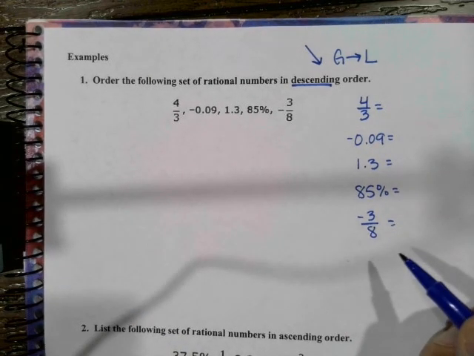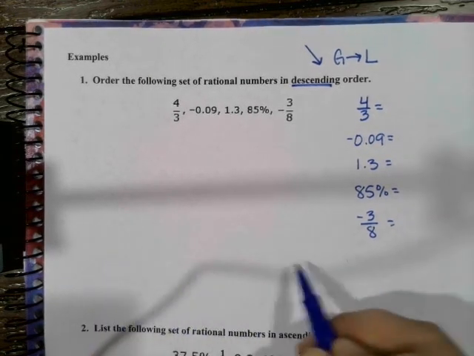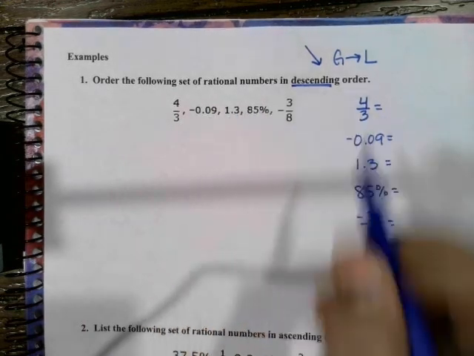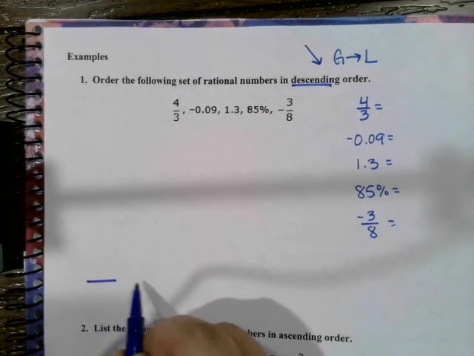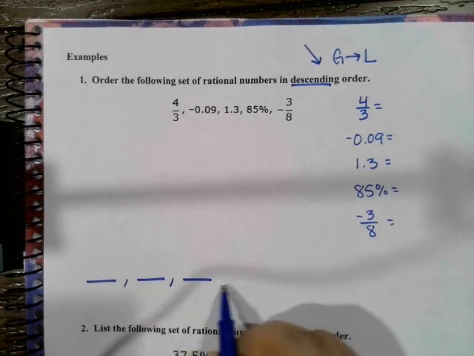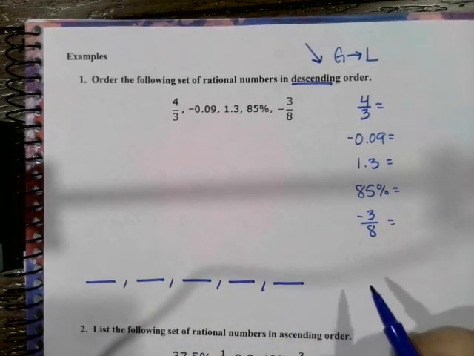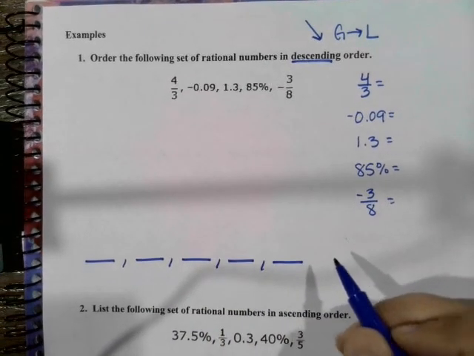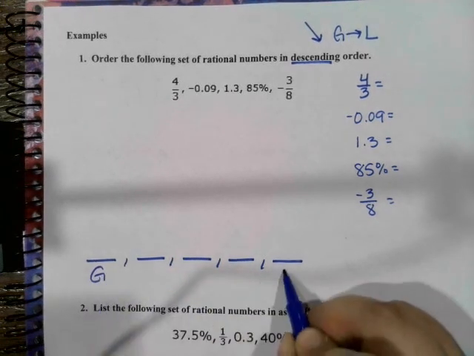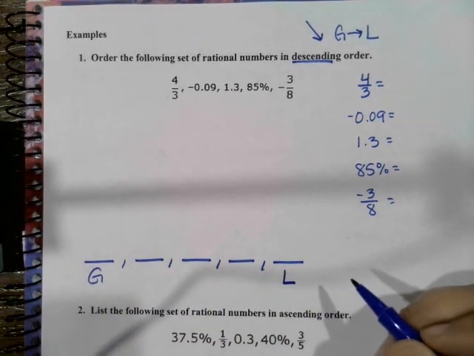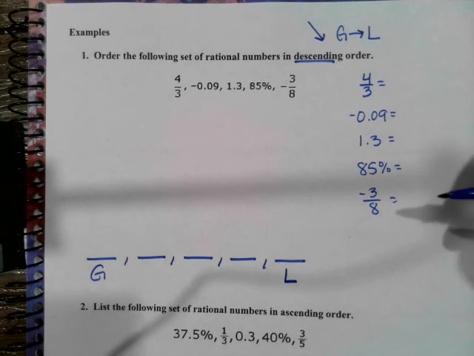All right, just like when I did the integers, I'm going to put my blanks. So I've got 1, 2, 3, 4, 5 numbers. So I'm going to go 1, 2, 3, 4, 5. And we're putting these in order from greatest to least. So I'm going to go ahead and label that. All right, now let's get into converting.